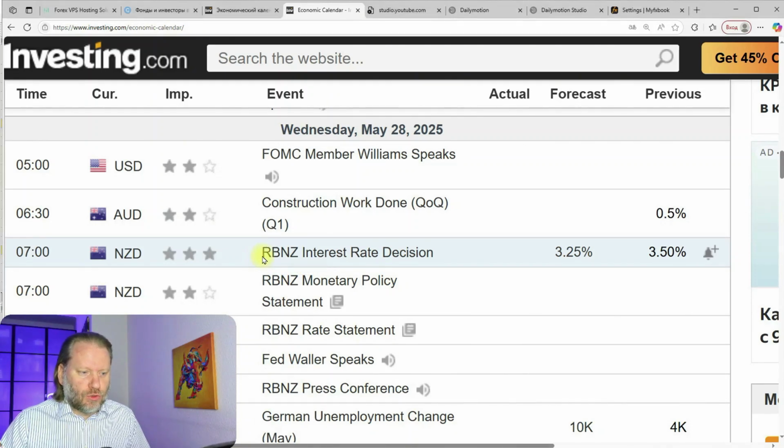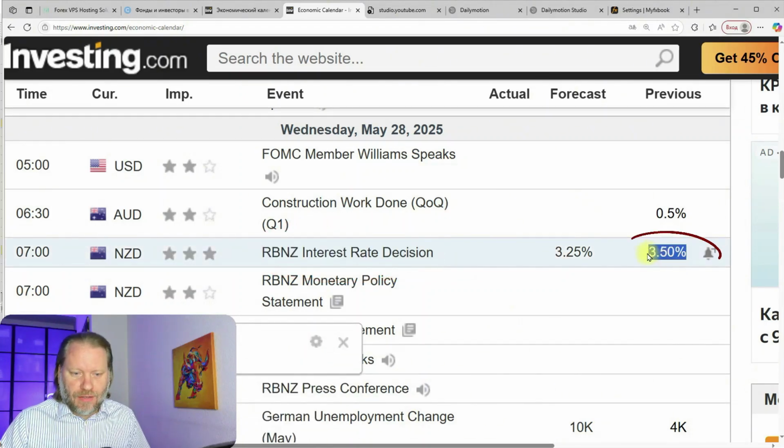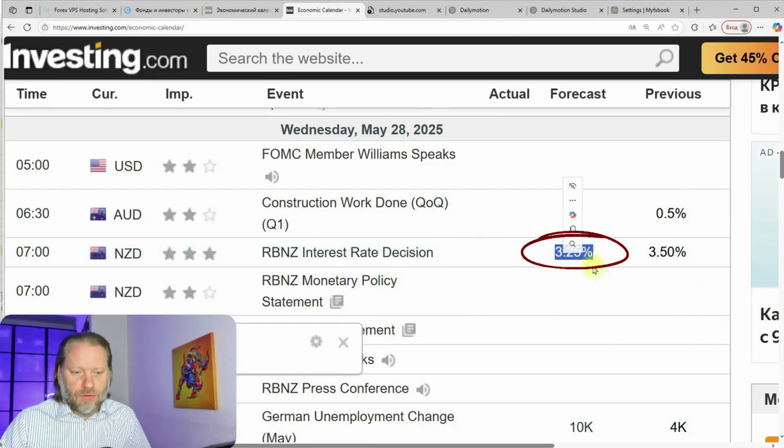On Wednesday, May 28th, there will be news. The Central Bank of New Zealand's interest rate decision, and the current rate is 3.5%. And it's projected to go down to 3.25%. Generally, interest rate cuts are kind of good news because loans are getting cheaper. But for us traders, it is very important that in the moment of interest rate reduction, the currency usually falls sharply. And in this case, the New Zealand dollar can fall very sharply and you can make money on it.